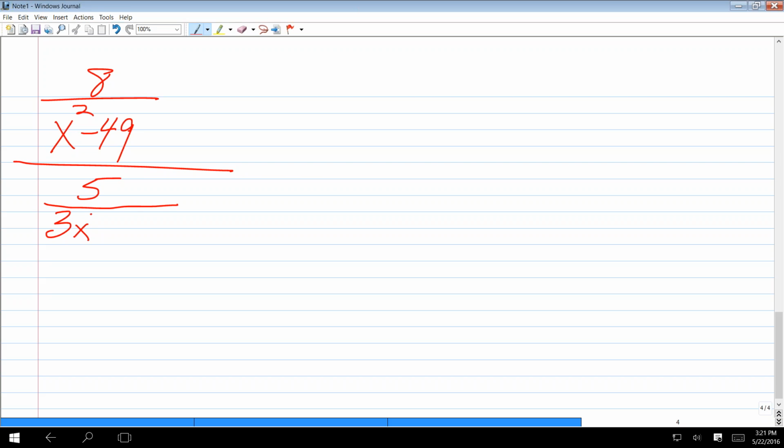Could we do this one? It's 8 over x squared minus 49. Difference of perfect squares. Keep going. All over 5 over 3x squared minus 21x, minus 6 over x minus 7.